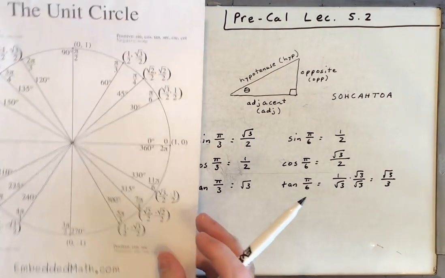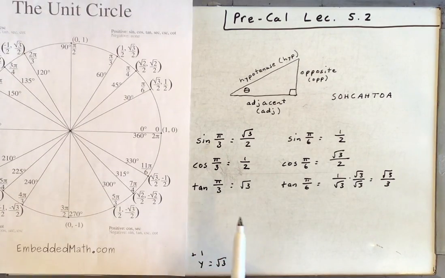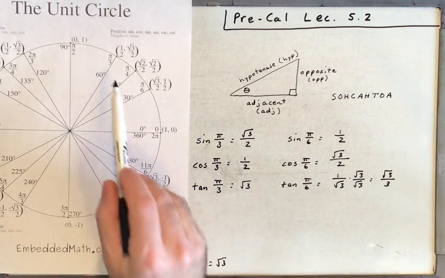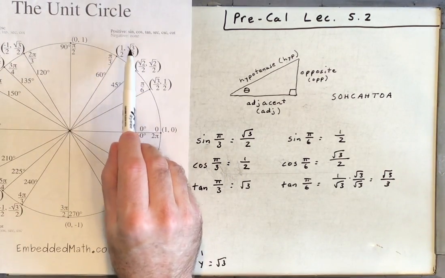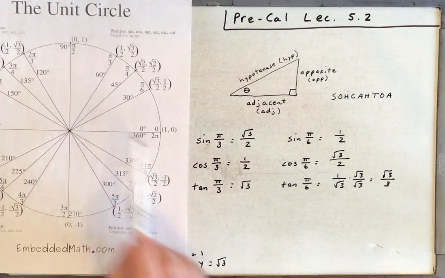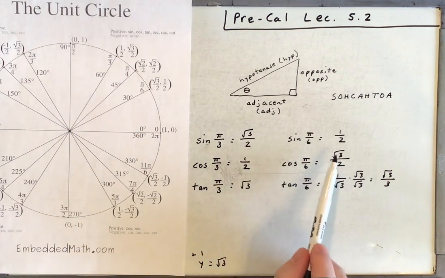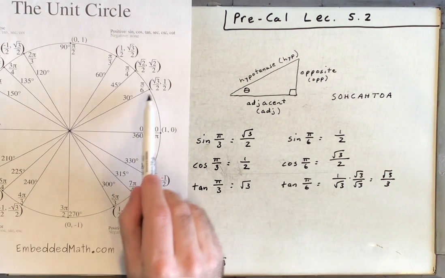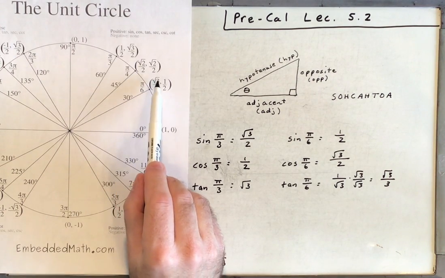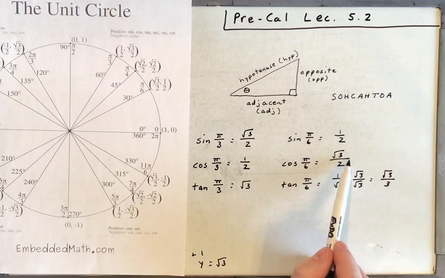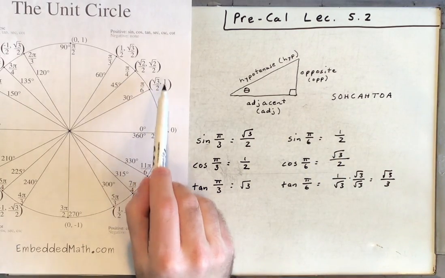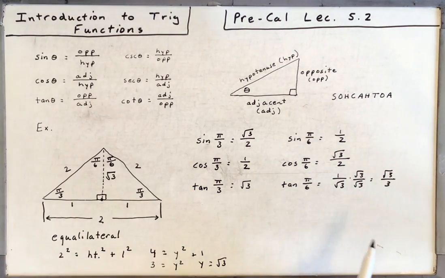So let's take a look at the unit circle and see if we match. For pi over 3, sine is square root of 3 over 2, cosine is 1/2, right? That's where they come from. For pi over 6, that's this 30-degree angle, cosine is root 3 over 2. That's what we said it was. Sine is 1/2. So you can see that's where all of those numbers come from.